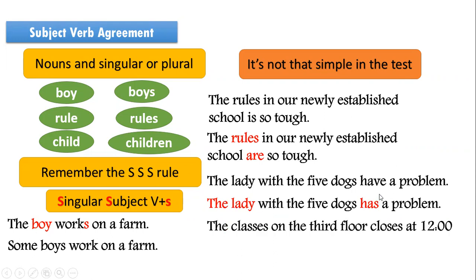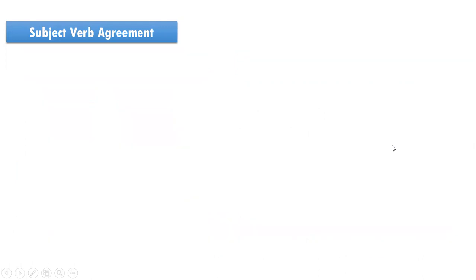How about this one? The classes on the 3rd floor closes at 12. How about this sentence? Of course, ya shabab, this sentence is incorrect. The correct answer is the classes close. The word floor is not my subject. What was the key in these examples?